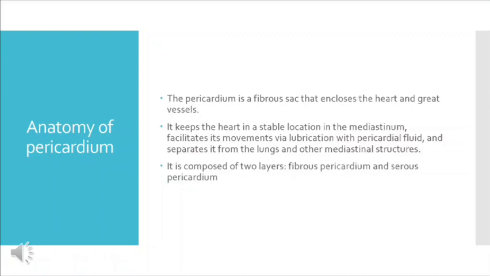So let's go back a bit and talk about the anatomy of the pericardium so you're better able to understand the pericardial diseases. So what is the pericardium? The pericardium is a fibrous sac that encloses the heart and its great vessels. Its function is to keep the heart in a stable location in the mediastinum. It facilitates its movement via lubrication with pericardial fluid, and it separates it from the lungs and other mediastinal structures. It's composed of two layers, the fibrous pericardium and the serous pericardium, which I'll show you on the next slide.